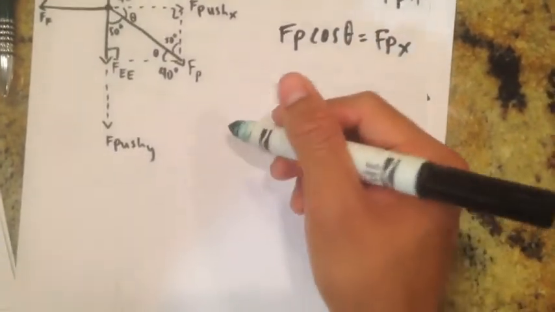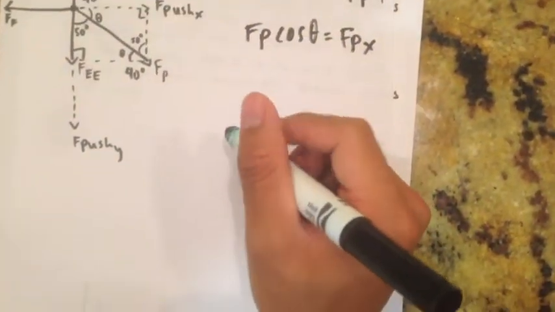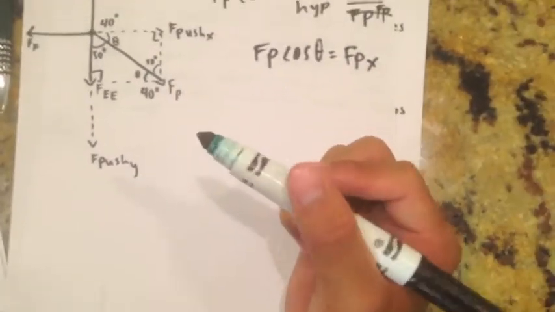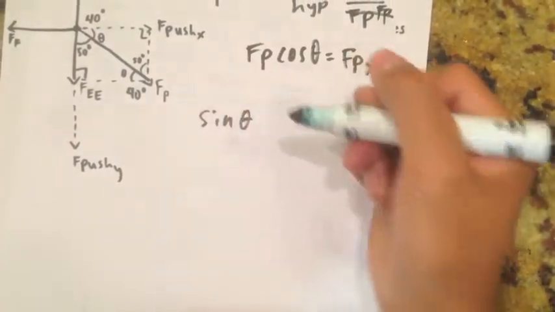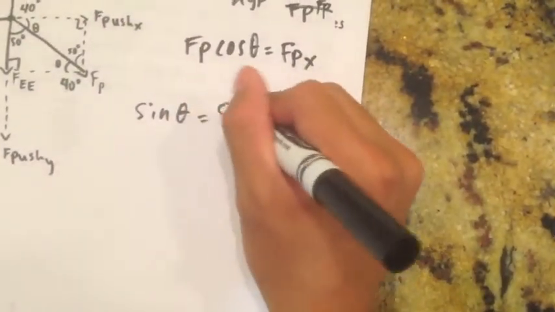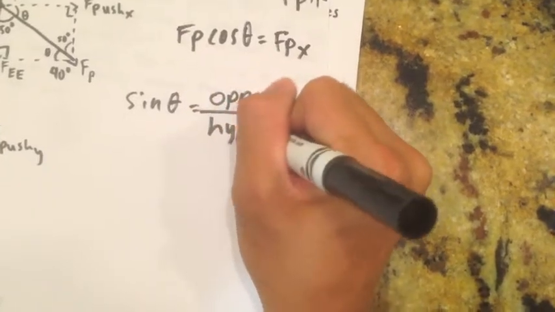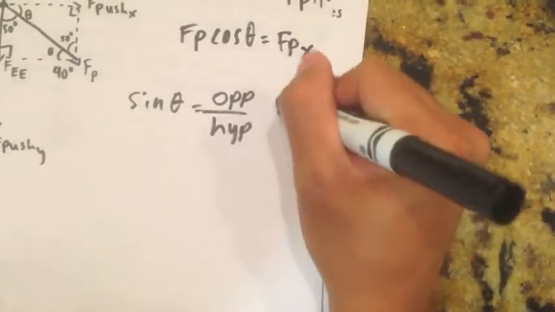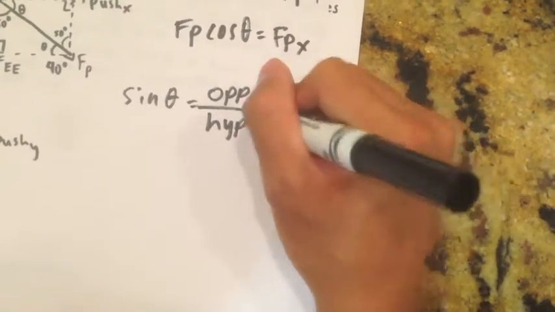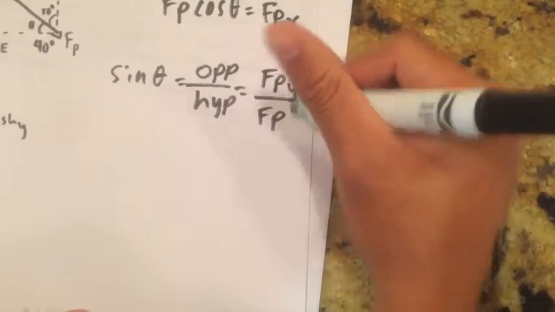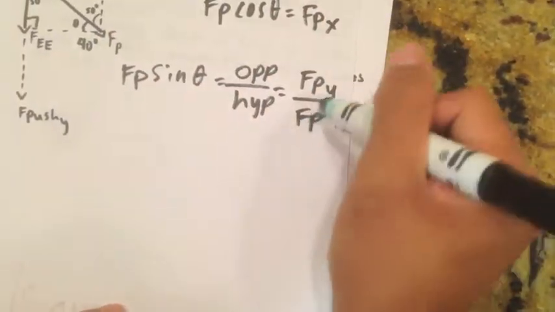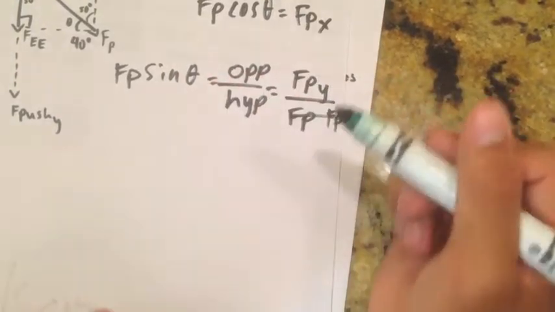Now that we found the force of the push in the x dimension, we will find the force of the push in the y dimension. To find the equation, we will be using sine theta. Sine is opposite over hypotenuse. Opposite is force of the push in the y dimension, and hypotenuse will be force of the push. To get force of the push in the y dimension, we'll be multiplying force of the push on both sides, which will get force of the push in the y dimension by itself.